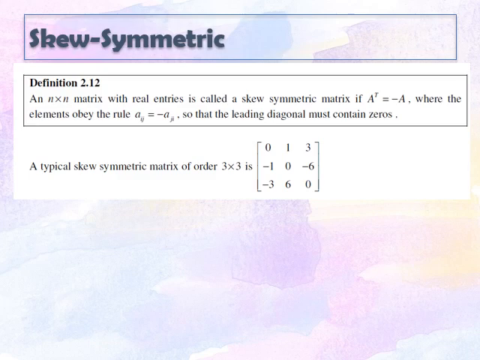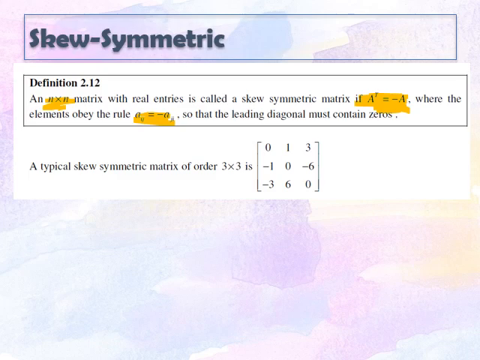So next we also have skew-symmetric. What is skew-symmetric? It's still a square matrix. It's skew if A transpose is equal to the negative of A, where the elements obey the rule Aij is equal to the negative of Aji. So the leading diagonal must contain zeros. A typical skew-symmetric matrix over 3 by 3 is given as this one.